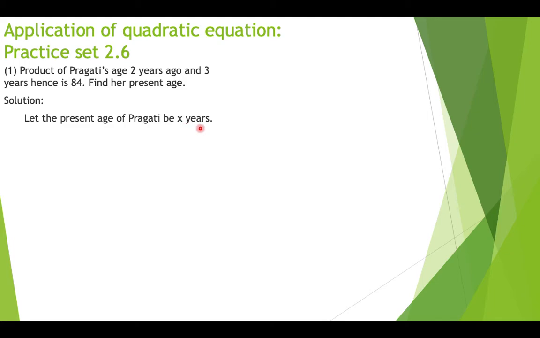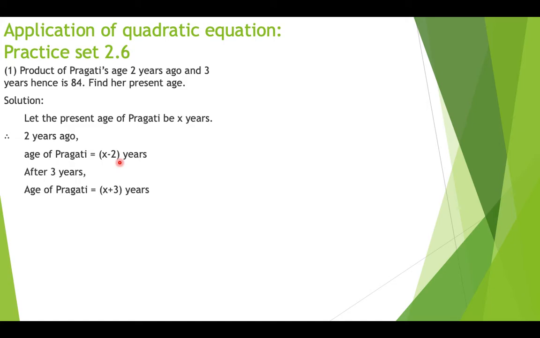If the present age of Pragati is x years, then the age 2 years before will be x minus 2 years, and the age after 3 years will be x plus 3 years. Now the condition over here is that the product of x minus 2 and x plus 3 is equal to 84. So according to the given condition, x minus 2 into x plus 3 is equal to 84.